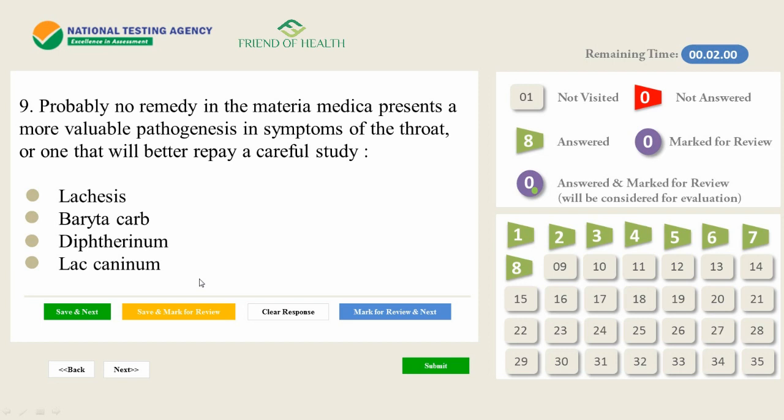Nowadays, in the pattern of AIAPGET or UPSC Materia Medica questions, very close running options will be there. Very confusing options will be there. You cannot rule out and guess also. So you have to study it very thoroughly. You have to repeat and revise Allen's Keynotes. So here the answer is lac caninum.